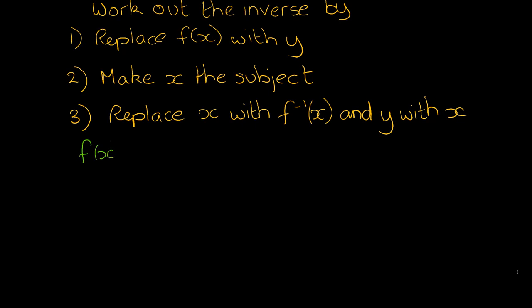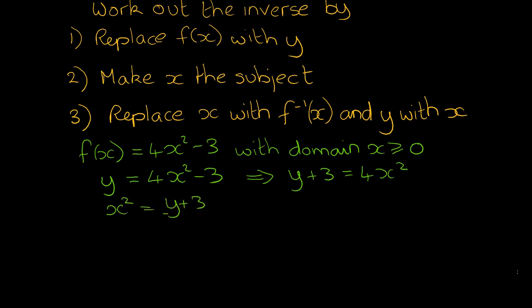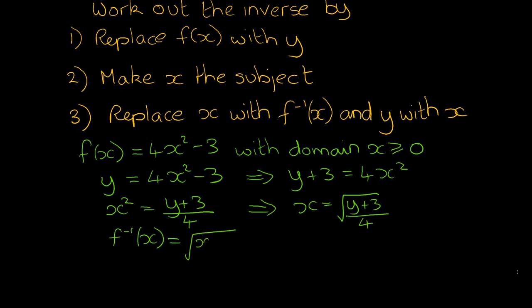So if f of x equals 4x squared minus 3, with the domain restricted to x is greater than or equal to 0, so that it's one-to-one, then y equals 4x squared minus 3. Add 3 to both sides, we get y plus 3 equals 4x squared. Divide by 4, we get x squared equals y plus 3 over 4, and square root it. So now we've made x the subject, and then we're going to replace x with f to the minus 1 of x and y with x.